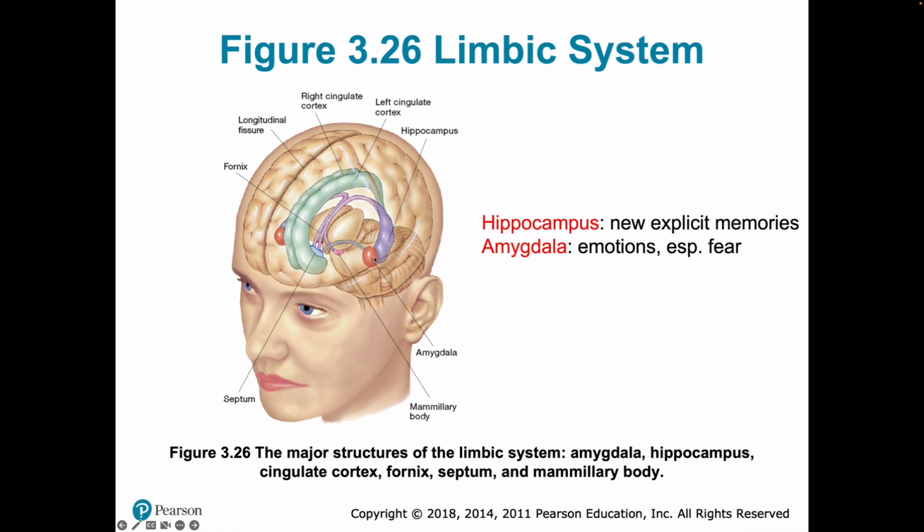The amygdala is this almond-shaped structure hanging off the front of the hippocampus right here. The amygdala is involved in emotions, but more specifically, it's involved in fear processing. It does get involved in some other emotional processing, but it seems to be particularly attuned to fear.